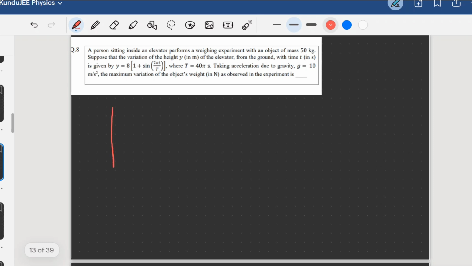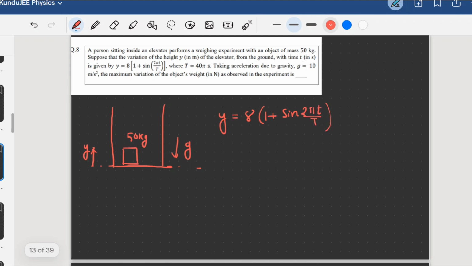So let's say this is one elevator. Inside, one mass is there, that is 50 kg. Now gravity is acting downward. Now this lift height is varying continuously as per this function, that is 1 plus sine of 2 pi t by capital T. Capital T is the time period. We'll just put the time 40 pi second here only. 1 plus sine of 2 pi t by 40 pi, that is t by 20.